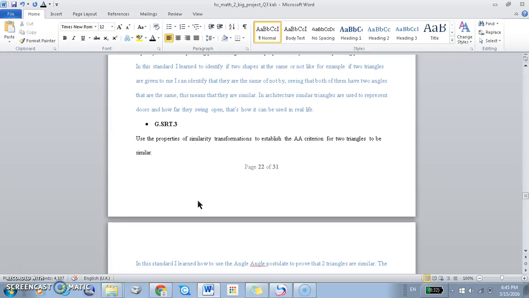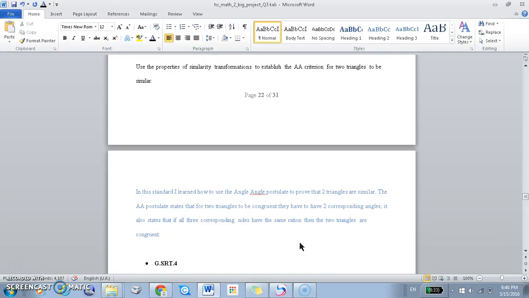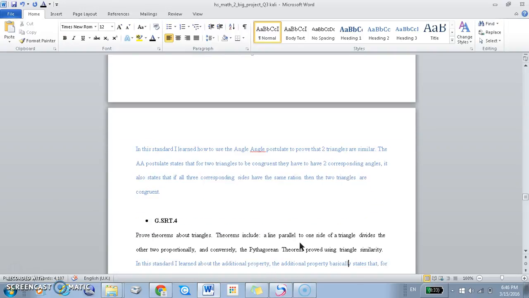The next standard is GSRT3. In the standard, I learned how to use the angle-angle postulate to prove that two triangles are similar. The angle-angle postulate states that for two angles to be congruent, they have to have two corresponding angles. It also states that if all three corresponding sides have the same ratio, then the two triangles are congruent. So that's what I learned in GSRT 3.